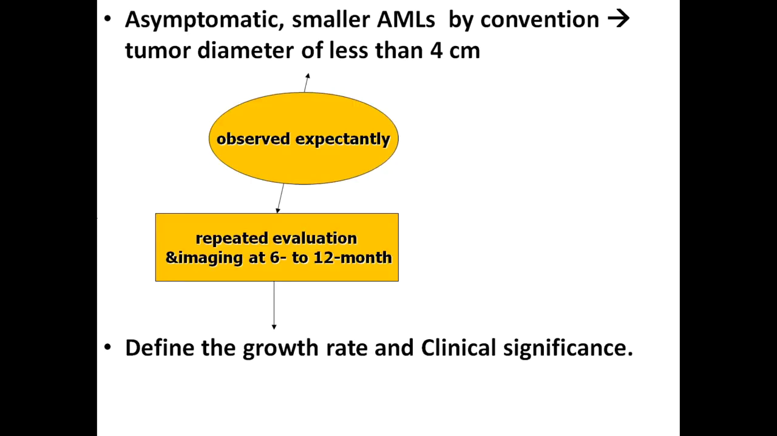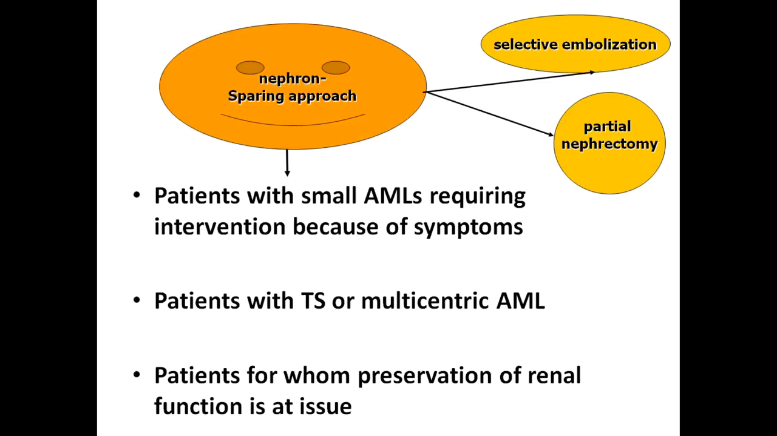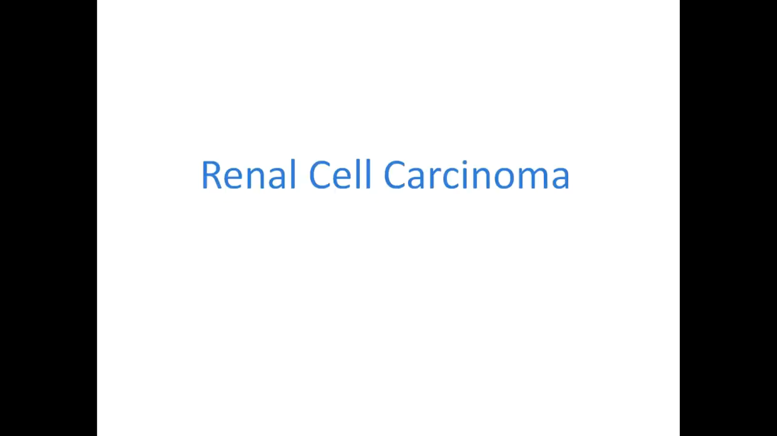So an asymptomatic, smaller angiomyolipoma, by convention a tumor less than 4 centimeters, needs to be observed expectantly. Just need to follow up, and repeated evaluation every 6 or 12 months is what is required. And if it is larger than that, or if it is causing bleeding complications, it might require a surgery or an intervention, either by an angiogram and embolization of the tumor, or going for a partial nephrectomy. If it is multiple and involving almost all the kidney, it might require a nephrectomy as well.